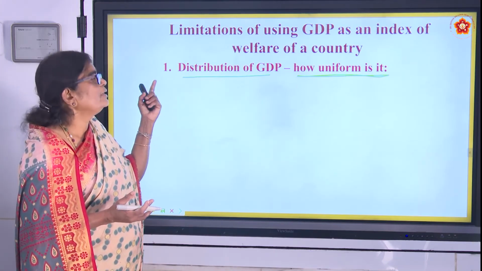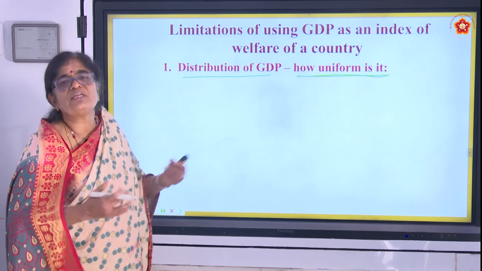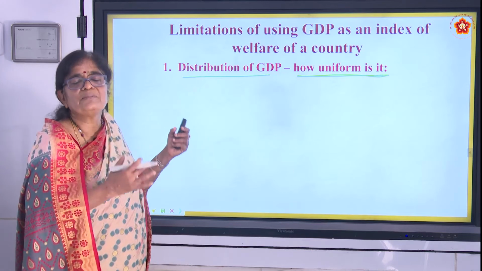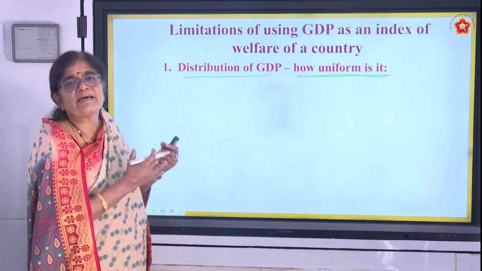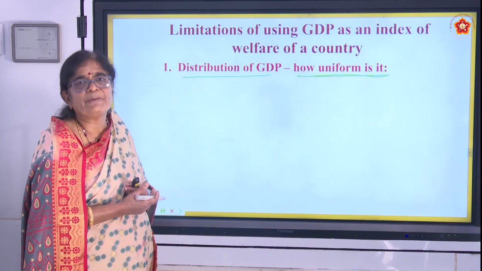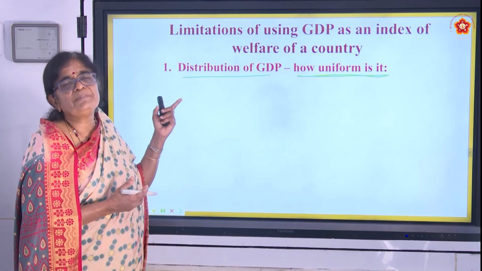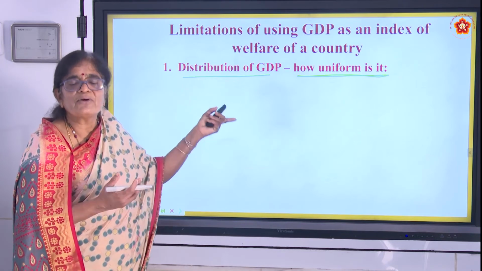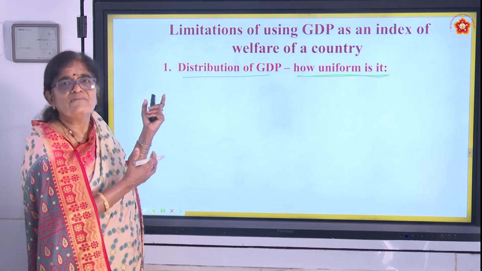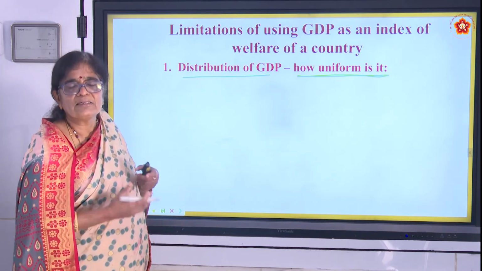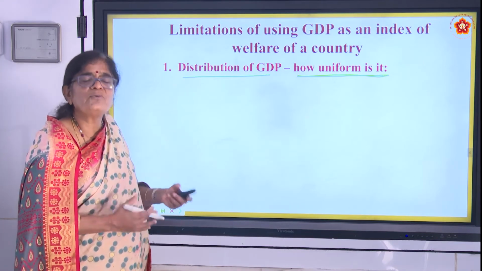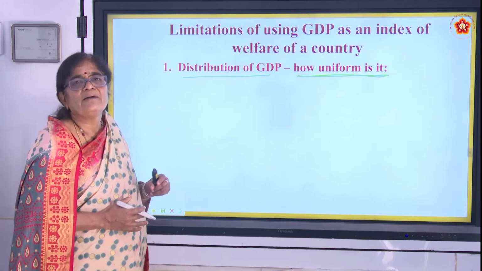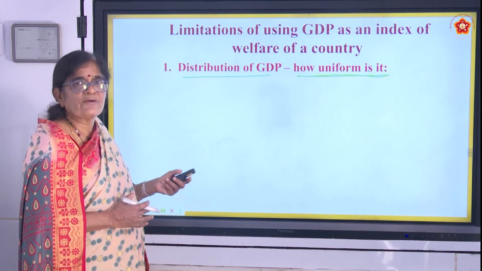Therefore, when there are such disparities or differences in the distribution of GDP, and most of the income is concentrated in the hands of rich people, then GDP may indicate that it is high. Therefore, the welfare of the nation seems high, because only the welfare of the rich people is high. Still, a large amount of the population remains poor. Therefore, GDP can't explain the welfare of the nation accurately.